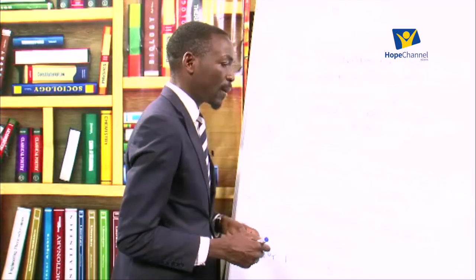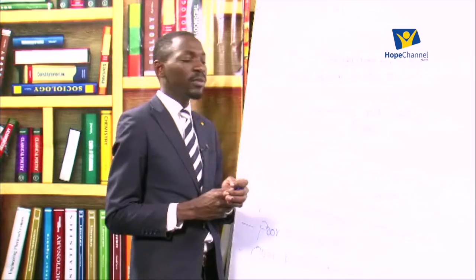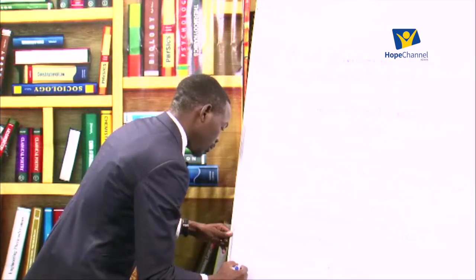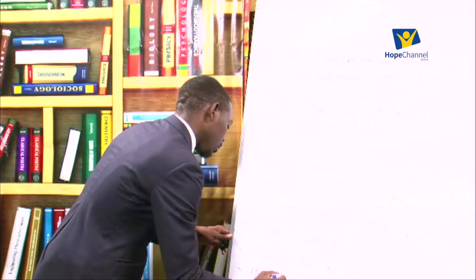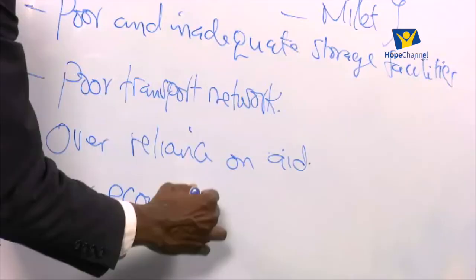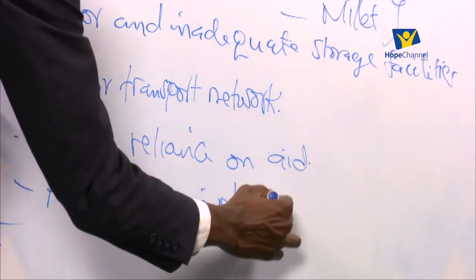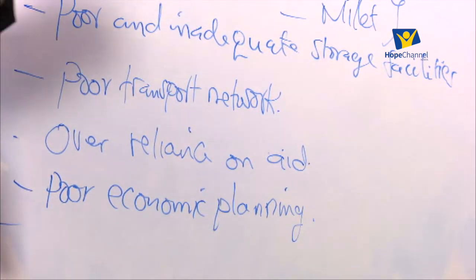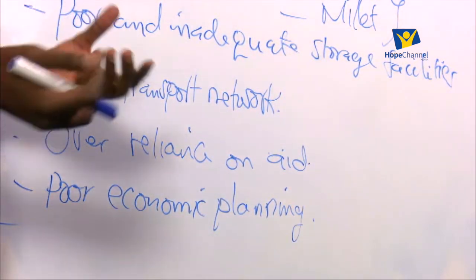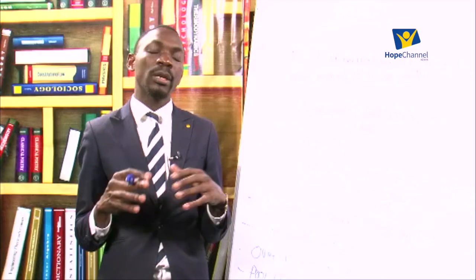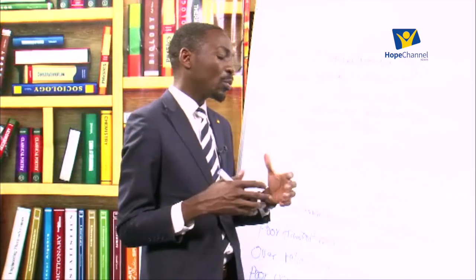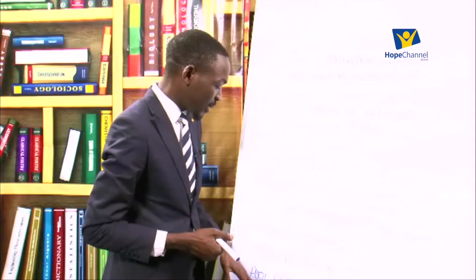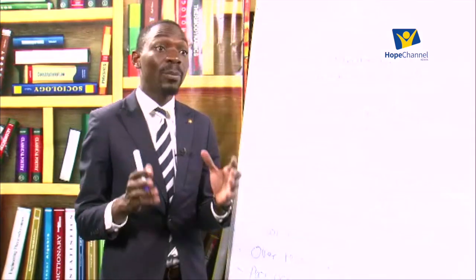Then we also talk about poor economic planning on the part of the government. So you realize that the government will put much of its energy on how to put in place a lot of projects. And it's not bad to put projects, but there's what we call putting first things first. So in that case, they are supposed to look for ways to control the projects and in essence put in place production of more food.